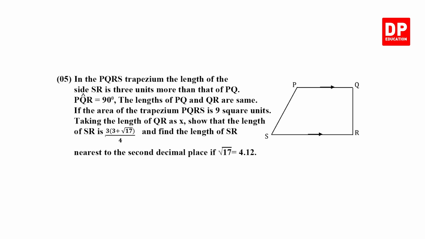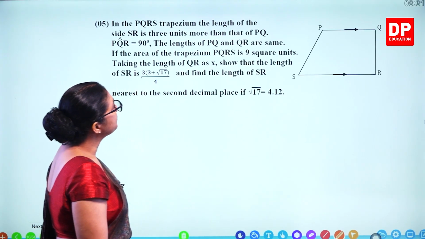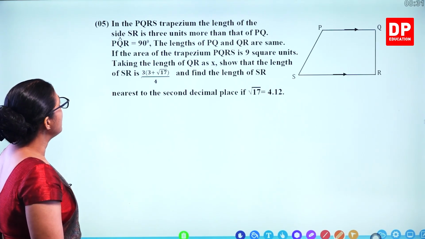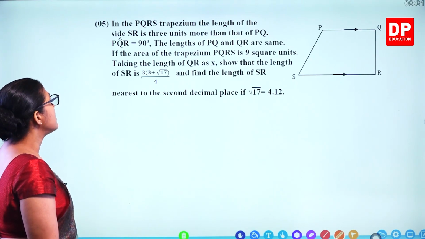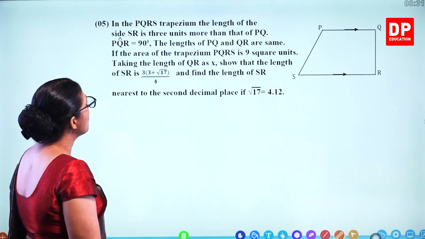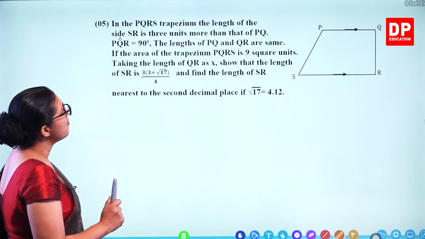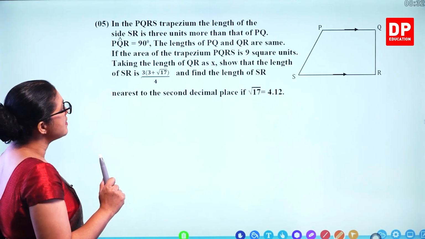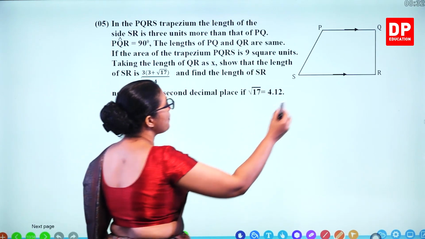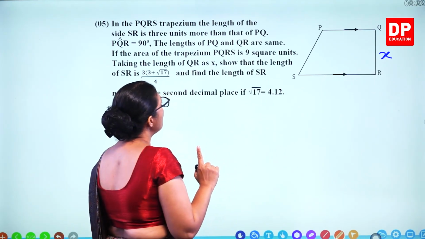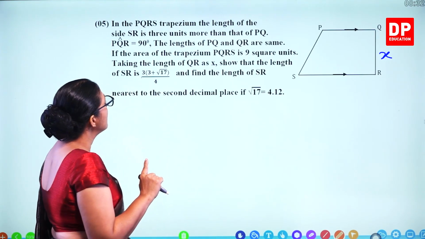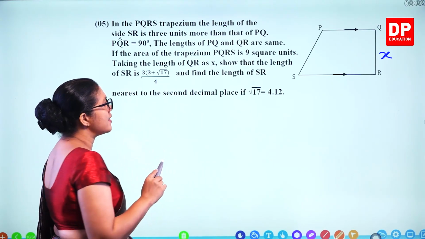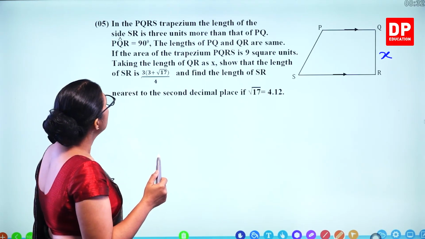Question number 5. In the PQRS trapezium, the length of the side SR is 3 units more than that of PQ. PQR is 90 degrees. The lengths of PQ and QR are the same. If the area of the trapezium PQRS is 9 square units, taking the length of QR as X, show that the length of SR is this one, and find the length of SR to the nearest second decimal place. So we'll do that.